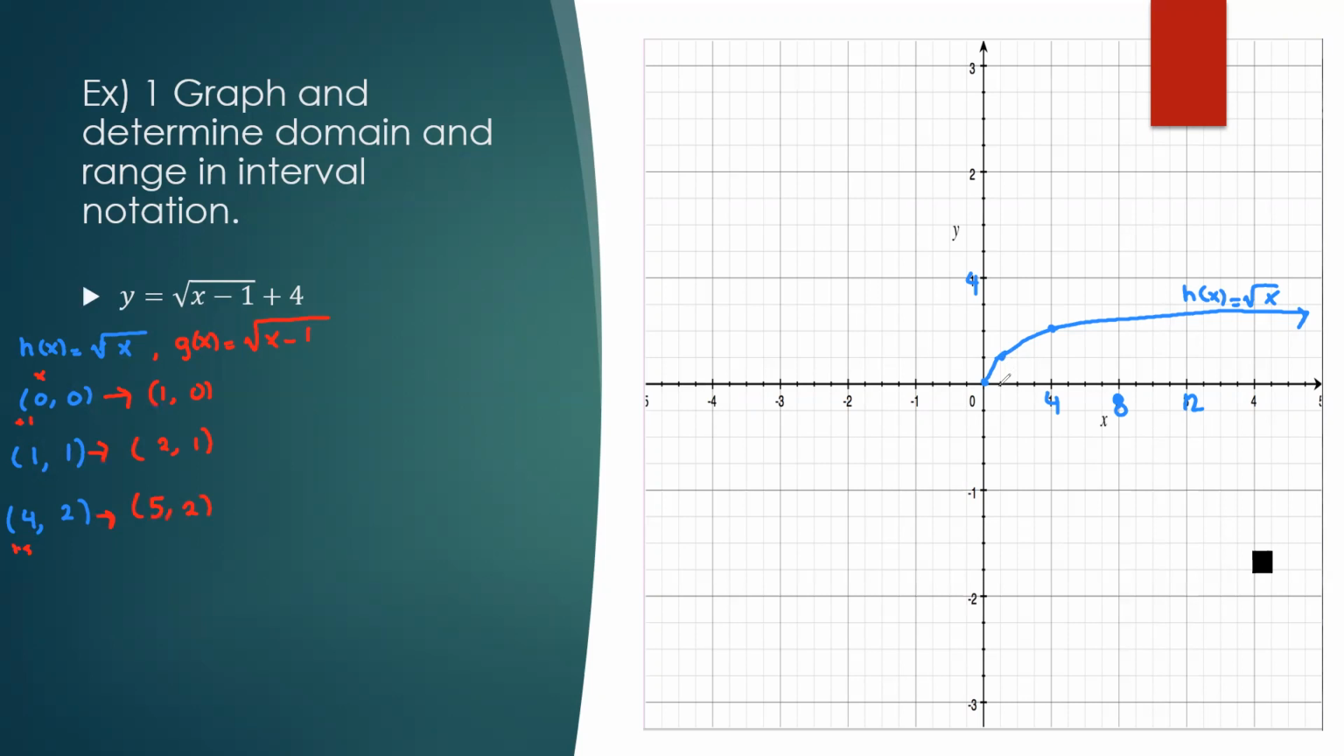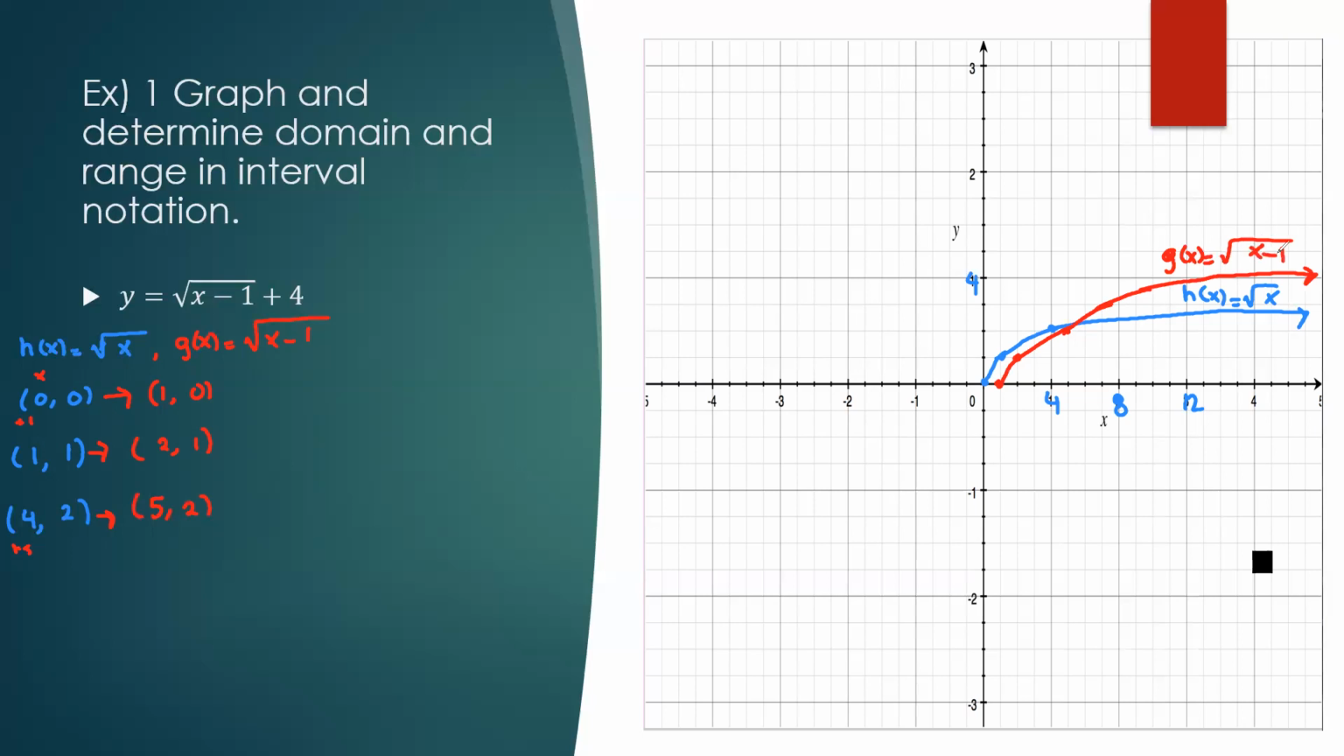1, 0 is right here. 2, 1 is 1, 2, 1 right here. And then 5, 2 is 1, 2, 3, 4, 5, 1, 2. Okay, connect the dots. Okay, so it would look something like that. So this is going to be g of x equal to square root of x minus 1.